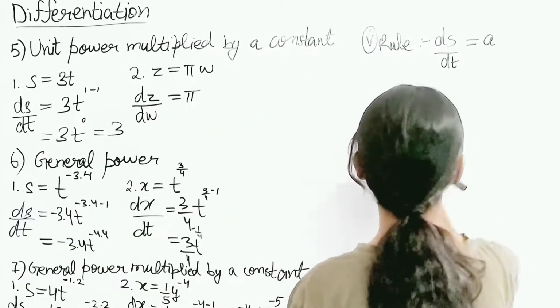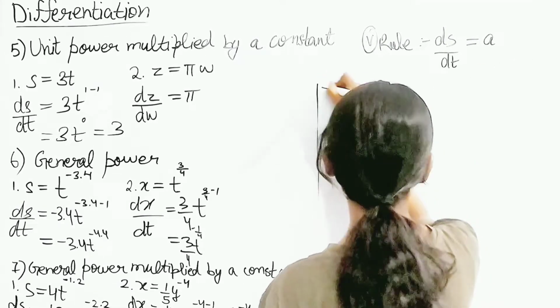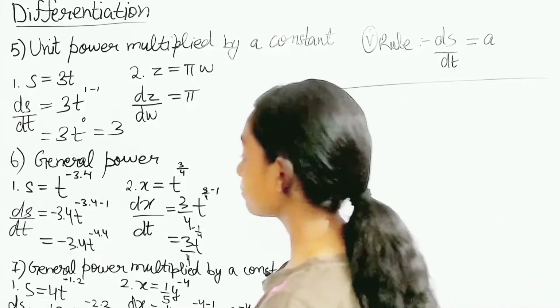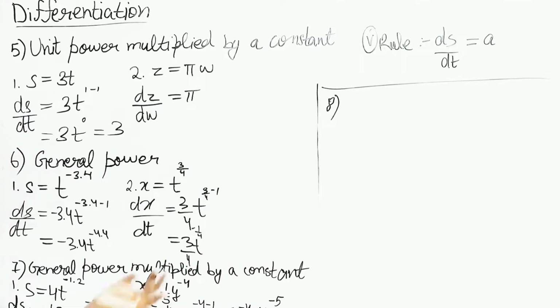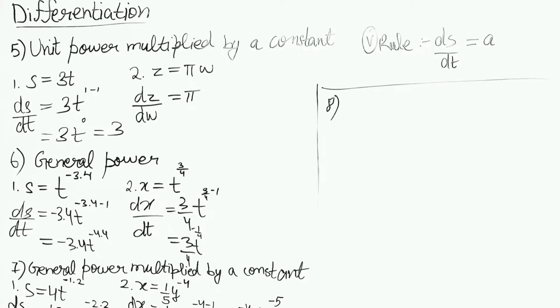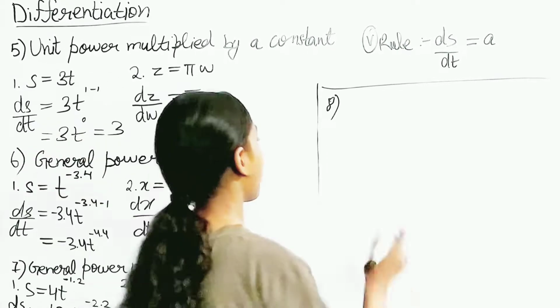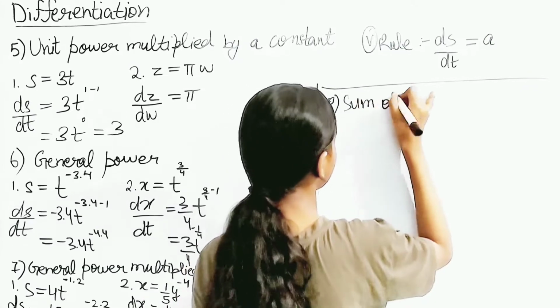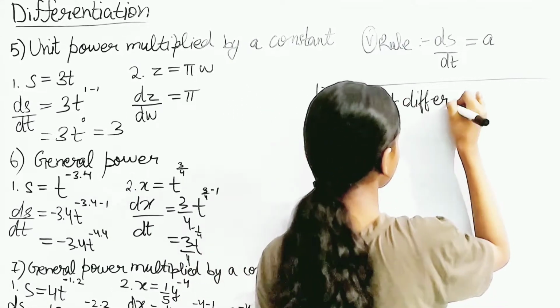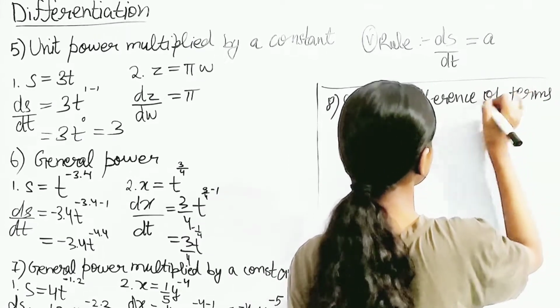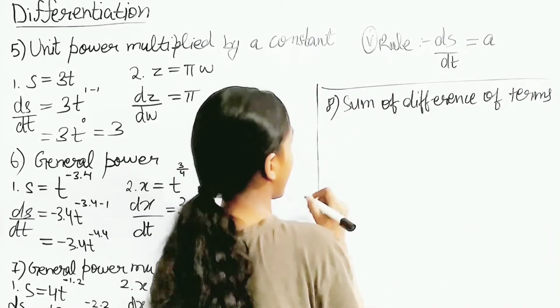Okay, let's move on to the 8th one. Right here. 8th one. We have used the simple part, unit part, general part. The next one is going to be a little bit different. I mean, it's going to be really different from these things. So it's going to be sum or difference of terms. Sum or difference of terms. Okay, so what we have here now.